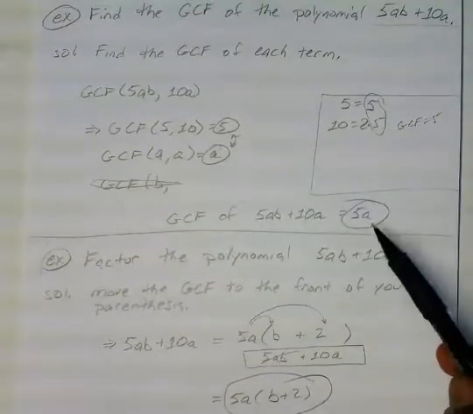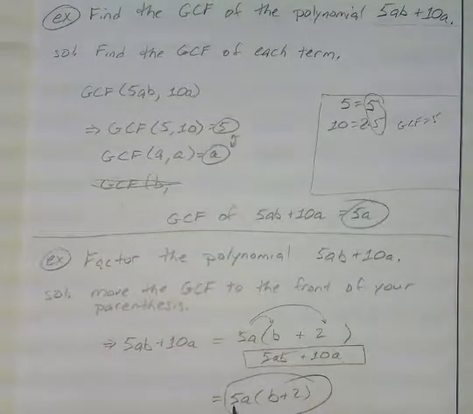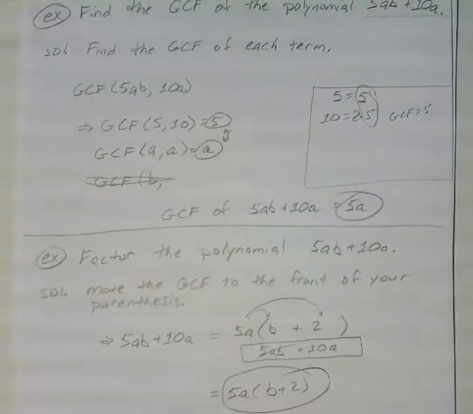Okay, remember, the 5a is just the greatest common factor from those terms. That's why you moved it to the front. But the factored form itself is 5a times b plus 2. Okay, and again, we're going to go over factoring again in later videos, so don't worry about it. You'll get plenty of practice. Okay, so let's go to our next example.